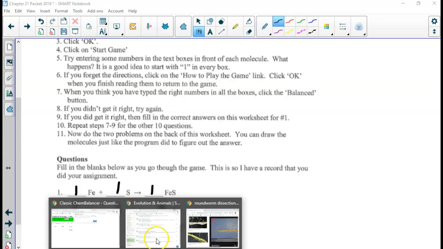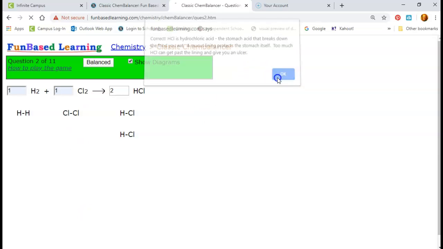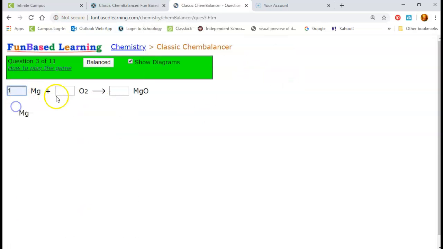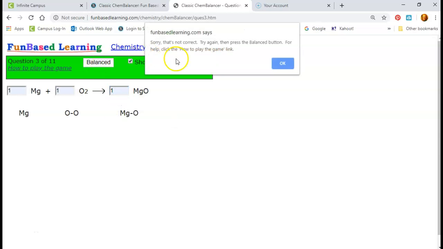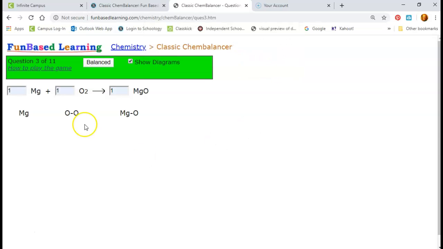Okay. Now let's say I get something wrong. No big whoop. Let's just put a 1 and a 1 and a 1 in this and say, yep, think it's balanced. It says, sorry, not correct. Try again. No big deal. I need to figure out what I did wrong. So it looks like I start with 2 oxygens here on my reactant side. There's only 1 oxygen on my product side. That's not going to work. I need a 2 there. Now I have 2 oxygens here and 2 oxygens here.